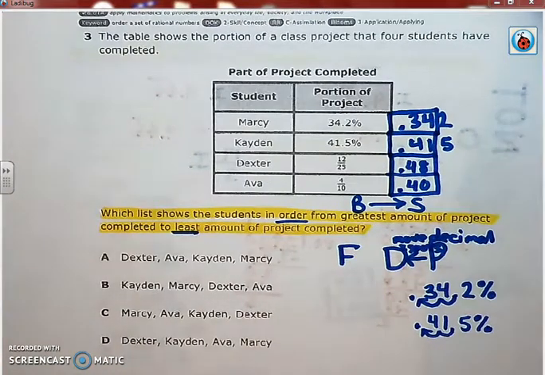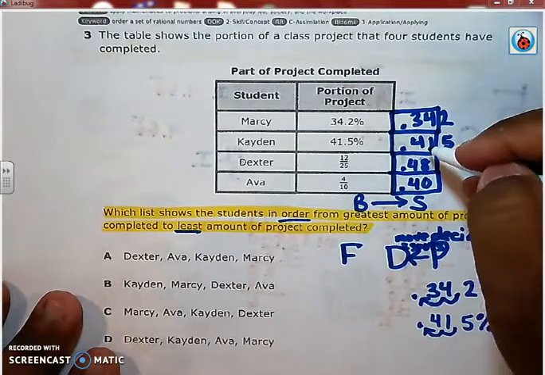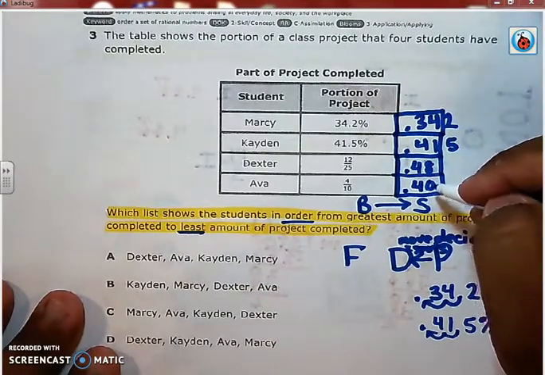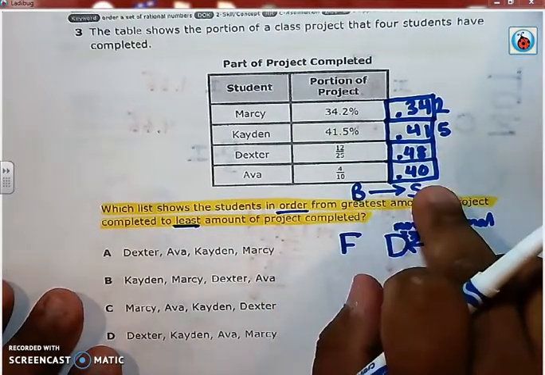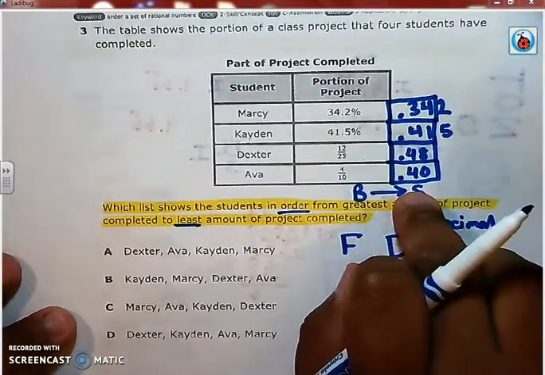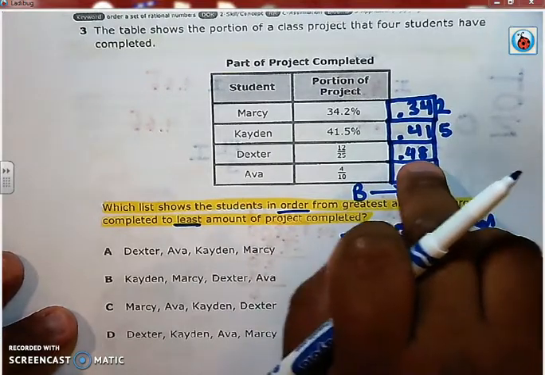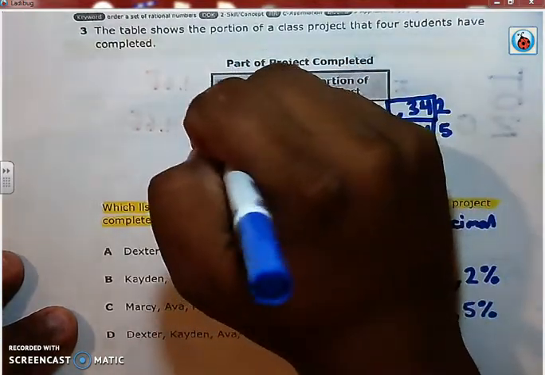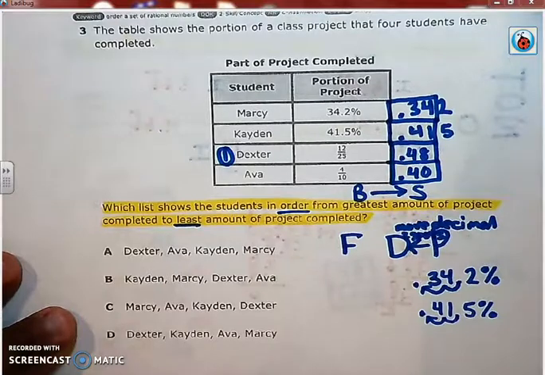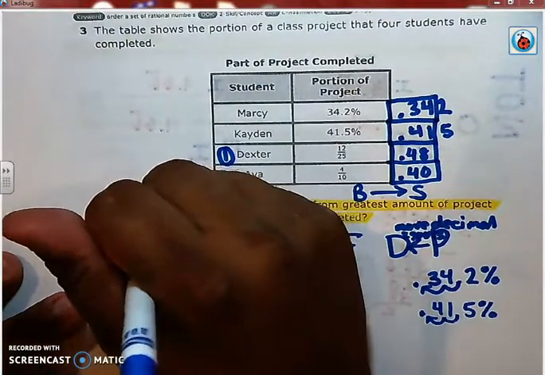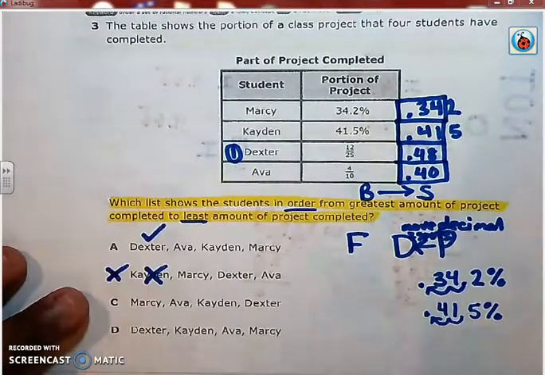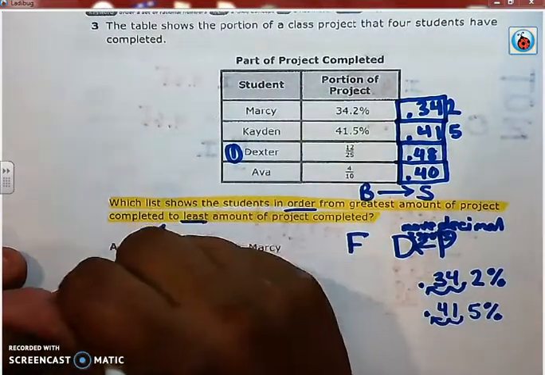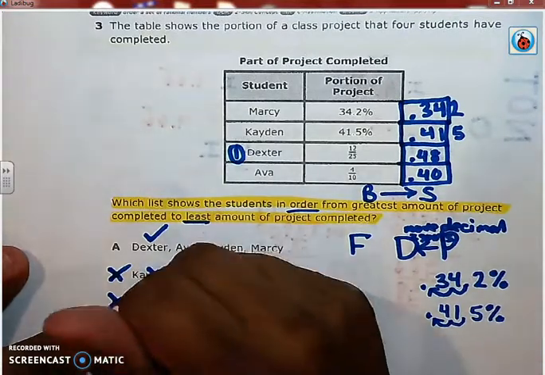So all of our answers now look like money. We have 34 cents, 41 cents, 48 cents, 40 cents. The question said put them in order from the biggest number to the smallest. So the biggest number that I see here would be 48 cents, which means Dexter goes first, and letter A has him first. Good. Letter B does not, so B is out. Letter C does not, C is out. Letter D does, so D is good.